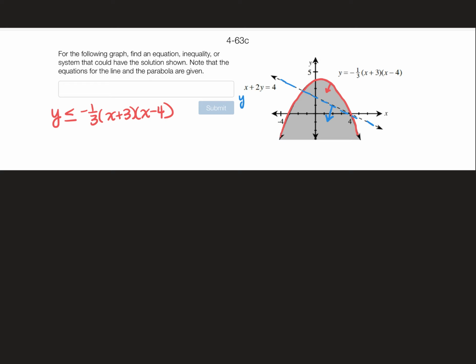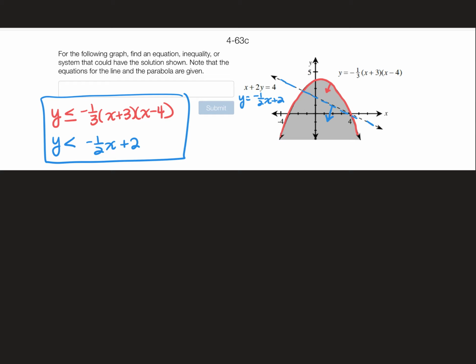Now, we wrote our equation on the previous couple of slides like this. So it's everything below the line, but it doesn't include the boundary line. So we just say y is less than -1/2 x plus 2. This would be the system of inequalities that we see solved on the graph to the right.